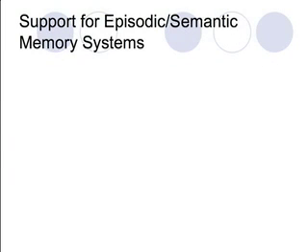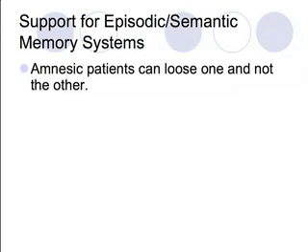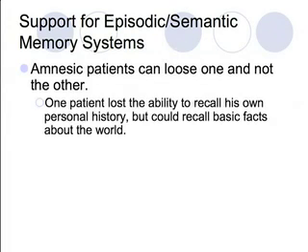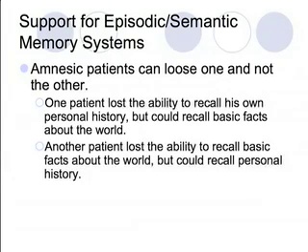So there's support for episodic and semantic memory systems being distinct. Amnesia patients can lose one type of memory system and not the other. There was a patient who lost the ability to recall his own personal history, but could recall all the basic facts about the world. He seemed to lose his episodic memory, but not his semantic knowledge. Conversely, there are other patients who have lost the ability to recall basic facts about the world, but they can recall a personal history.